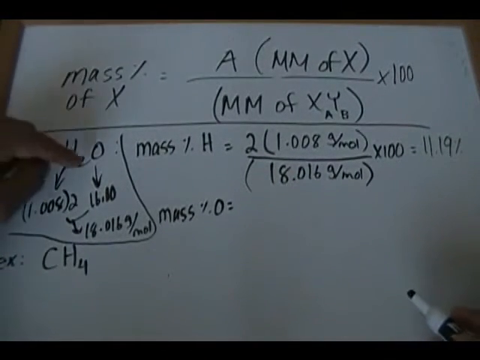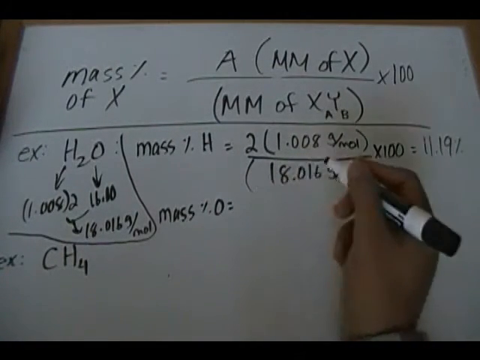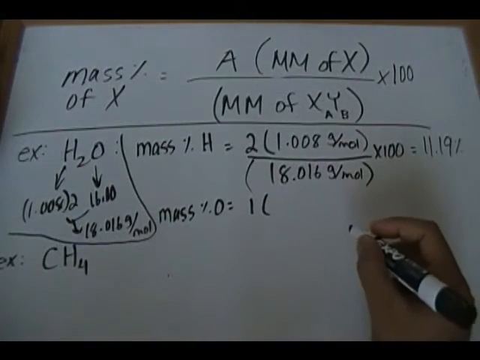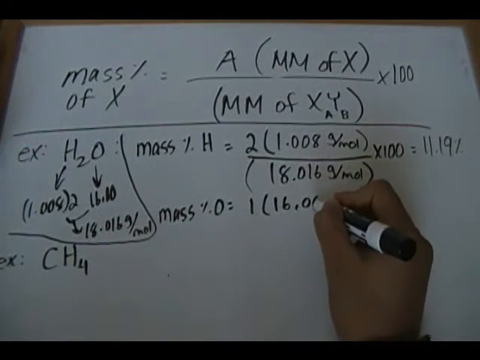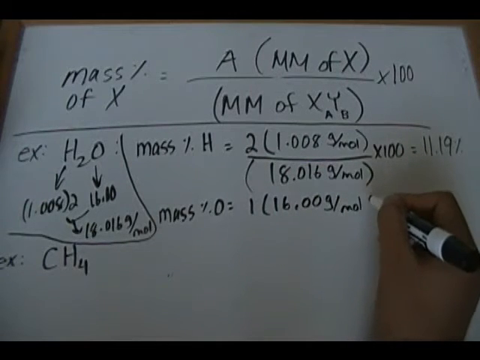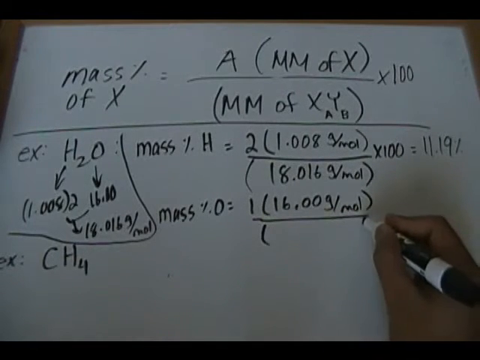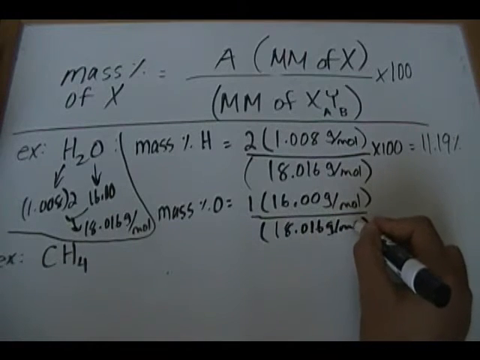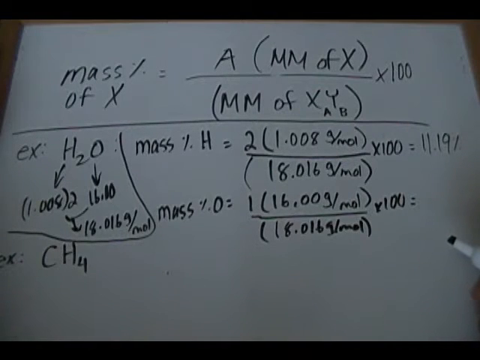in this case, for oxygen, the subscript is 1, so we don't even need to put it there, because 1 times whatever it is, it's going to be that value. So we'll just do it so you guys can see the formula in effect. The molar mass of oxygen is 16.00 grams per mole. It's an approximation. Again, the molar mass of water is 18.016 grams per mole, and times that by 100, and I calculated that out to be 88.81%.